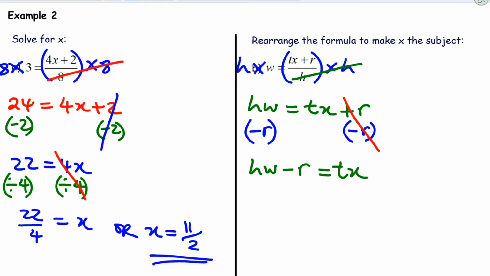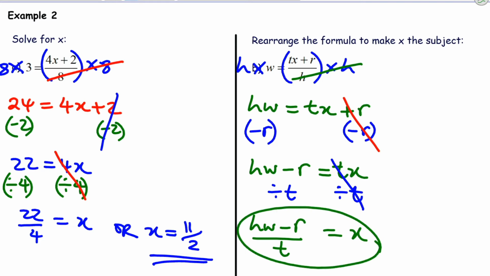And again, the opposite of multiplying by t is dividing by t. So divide by t, divide by t. t divided by t is equals to 1. And so we are left with x being equal to hw minus r over t. And that will be our final solution. Okay? I can just circle it. So that will be our final solution.